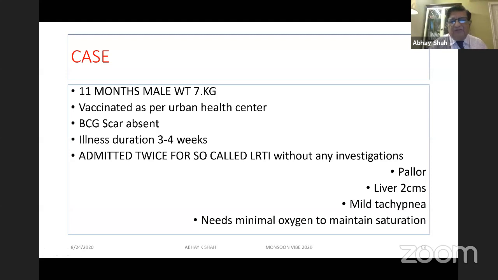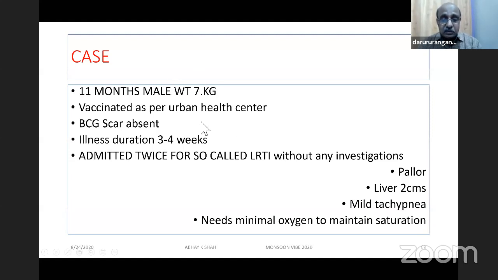So anyone can take, what does it look like from the history? Sir, the child has anemia, he has hepatomegaly, and he has oxygen dependency. That means he is having some respiratory distress. So the lung is involved, the liver is involved, and there is pallor. So the hematopoietic system is involved.